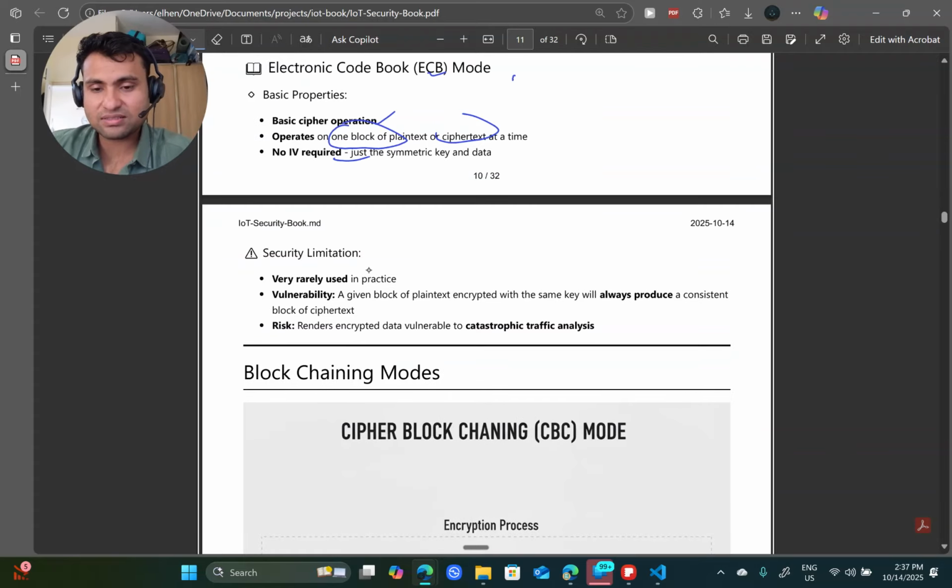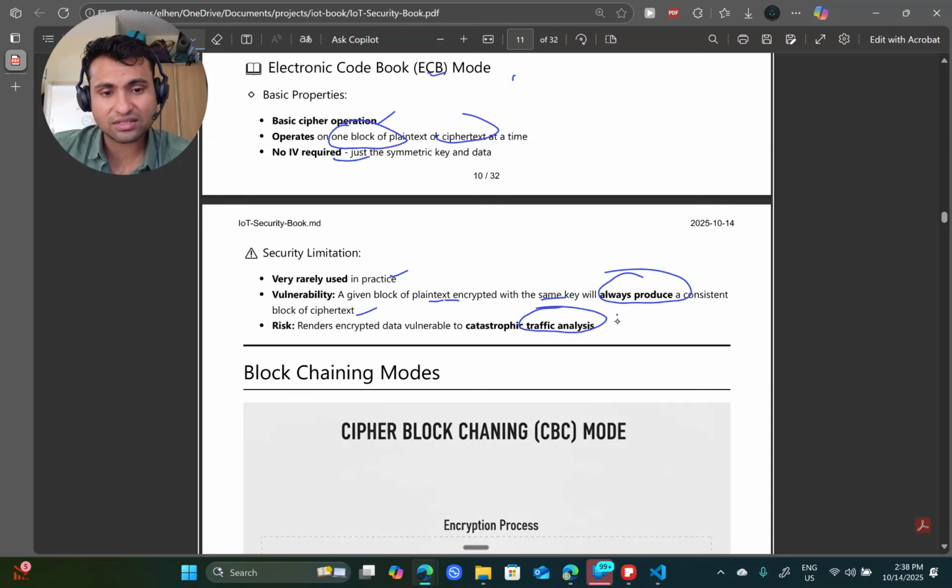As is obvious, this is very rarely used in practice, and the vulnerability, as I highlighted, is that a given plain text encrypted with the same key will always produce a consistent block of ciphertext. So the risk is that it renders encrypted data vulnerable to catastrophic traffic analysis. Traffic analysis is a keyword here.